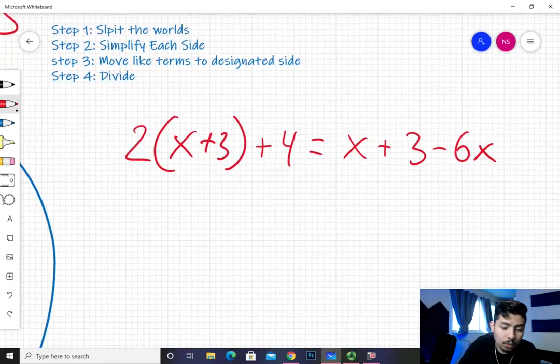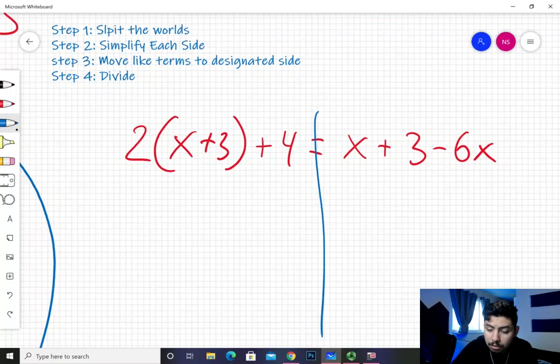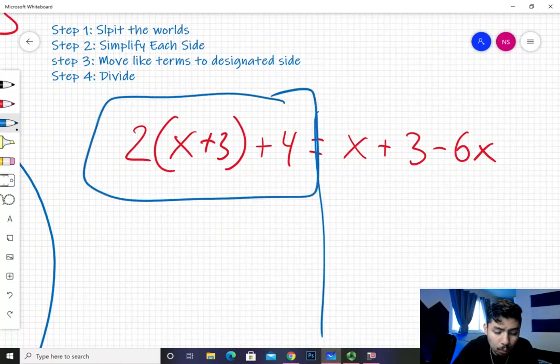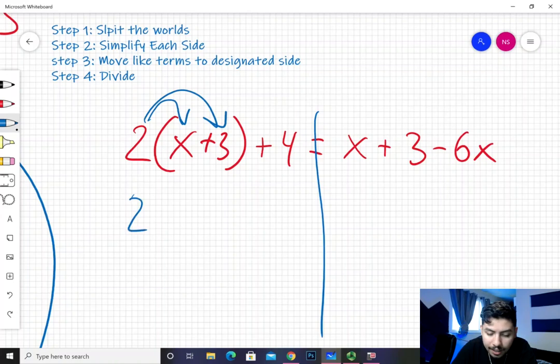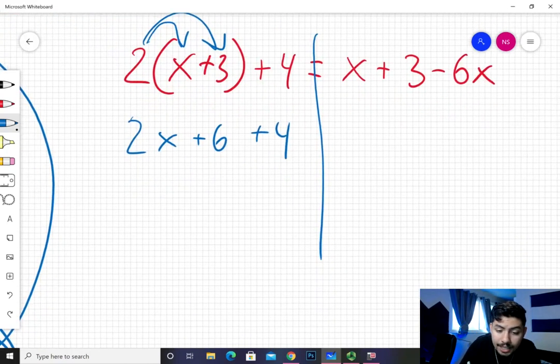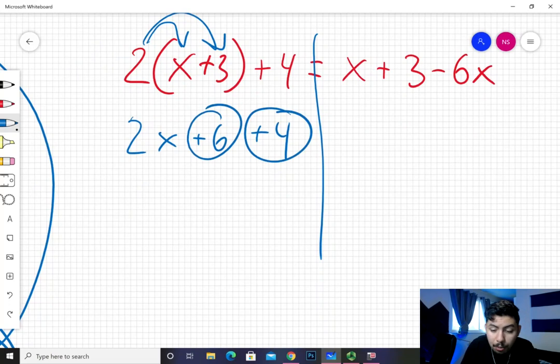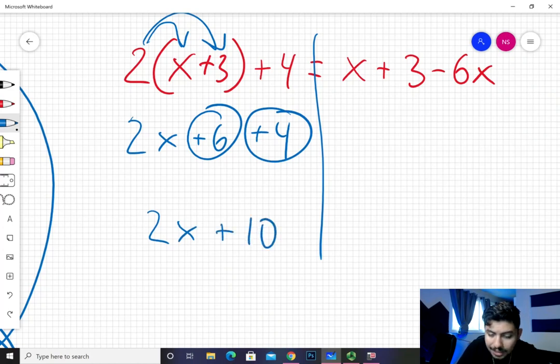Let's solve this. What's step number 1? Split the worlds. Boom. What's step number 2? Simplify each side. Let's focus on side A first. What can we do on side A? Well, I immediately see distribution. Boom, boom. And I come up with 2x plus 6, right? Bring down the plus 4. Is there anything else I can do here? Yes, there is something I can do. I can do the plus 6 plus 4. Like terms. Combine like terms, right? And we end up getting 2x plus 10.